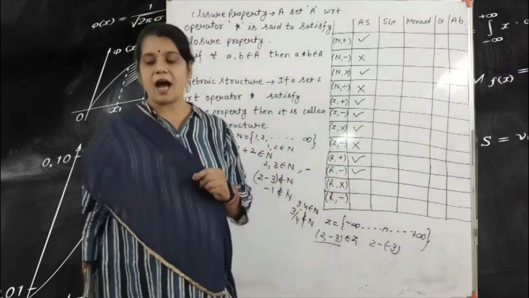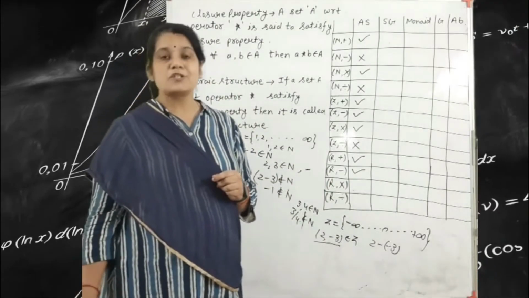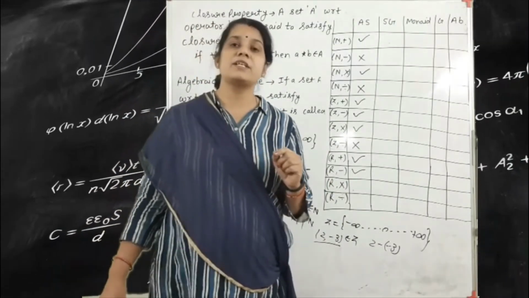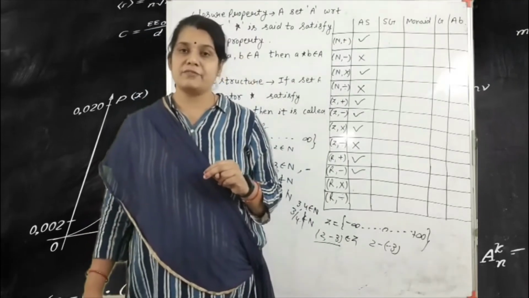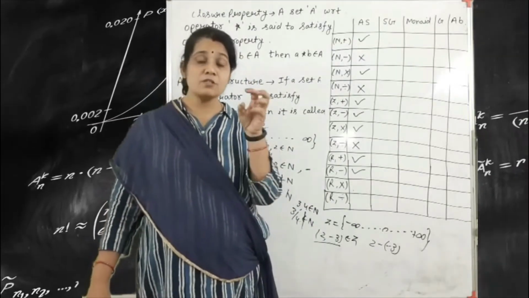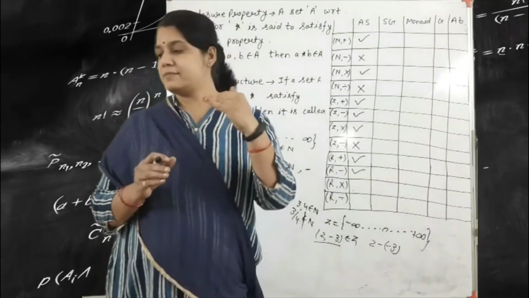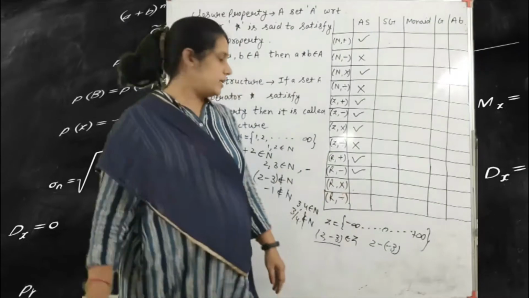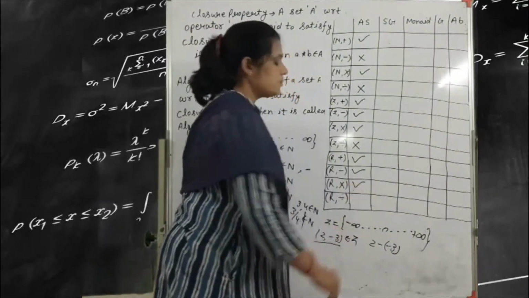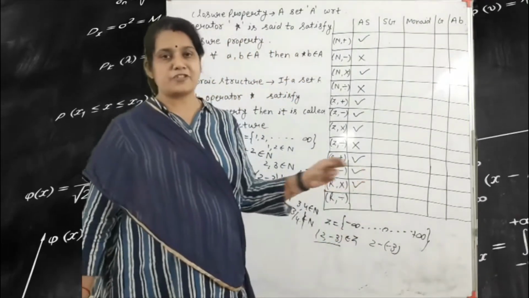Next one is R and multiplication. So for R multiplication, if we consider two elements, for example minus 5 and plus 10. So minus 5 into 10 means minus 50. So minus 50 also belongs to R. Okay. So multiplication is also an algebraic structure.